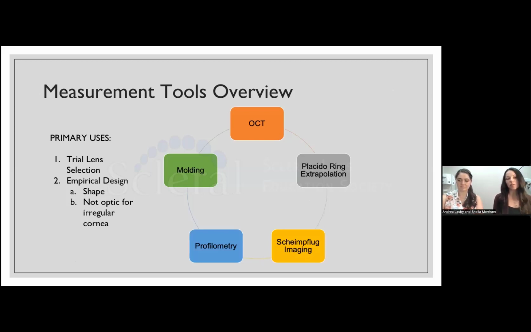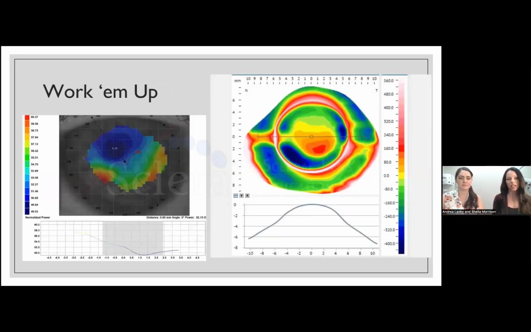Now, when it comes to empirical design in the clinic, we can get the known shape without even putting a lens on using one of our scanning devices. And then we can actually use prior base curve and power to just order a lens empirically. I do it all the time. For those where we don't have that power ready to go, then we obviously have to put a trial lens on to see. And we work them up.